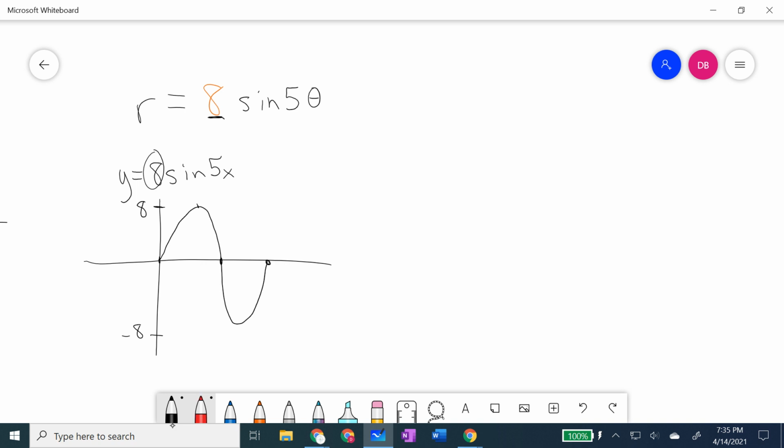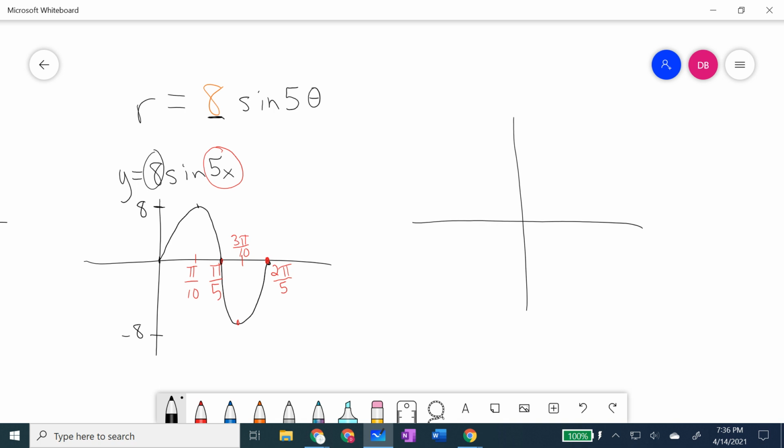The multiplication by the 5 is meaning that where you would normally have 2 pi, its x-coordinate is being divided by 5. Every one of these x-coordinates is being squished toward the y-axis. And so once you know that that is 2 pi over 5, you can cut it in half again, and this gives you some of the angles that you're going to be needing when you go to draw the polar graph.